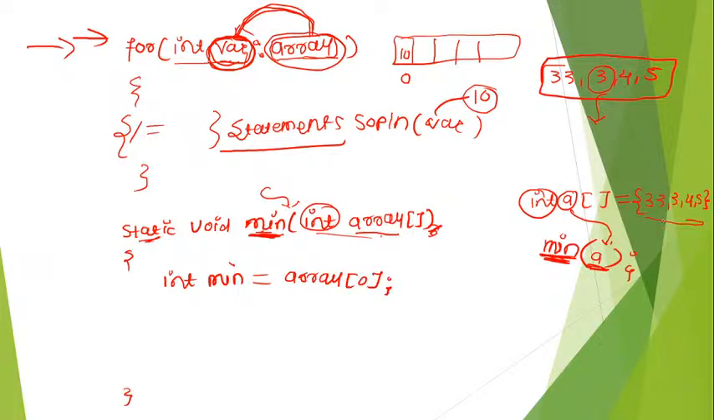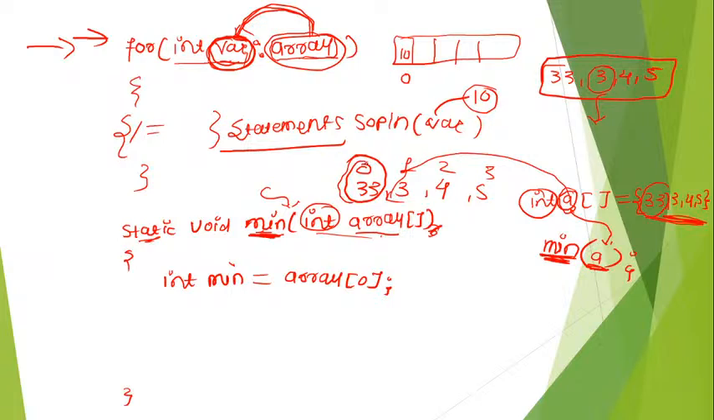the 0th index, so this is the 33. That means this is the entire array that has gone inside this array, and this value has also gone. From this value, this 33 is the 0th index, 3 is index 1, 4 is index 2, and 5 is index 3. Now I just want this first element, and I'll compare it with the others to see which one is the smallest. So for that we need array of 0, that means this 33, and we are storing this 33 inside this min.